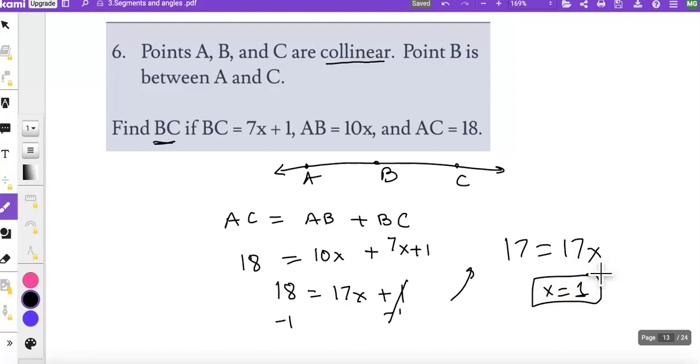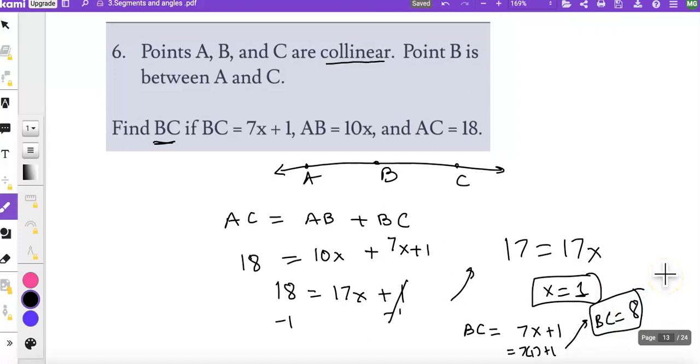Now, don't rush at this point because the question is asking us to find BC and not x. I'll write BC is equal to what? 7x plus 1, and when I substitute my values, it will be 7 times 1 plus 1, and BC is equal to what? 8. So that's your answer over here.